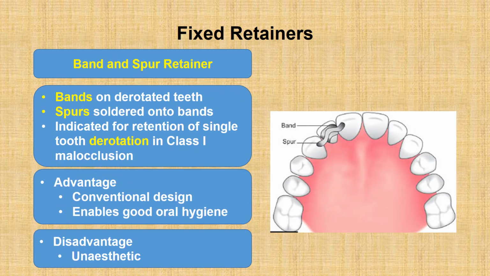Now the next group of retainers is the fixed retainers, the simplest of which is the band and spur retainer. Now these bands are placed on the derotated teeth and spurs are soldered onto the bands, and this type of retainer is indicated for retention of single tooth derotation in class 1 malocclusion. Now the advantage is a fairly conventional design that enables good oral hygiene measures, but the disadvantage is it is unaesthetic.